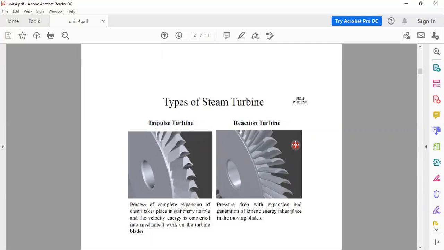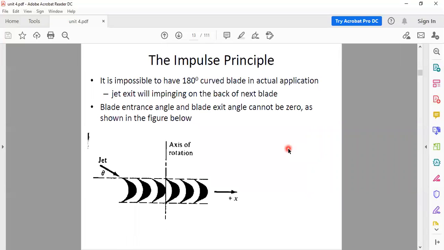In the reaction turbine, pressure drop with expansion and generation of kinetic energy takes place in the moving blades. This is the major difference between impulse turbine and reaction turbine.